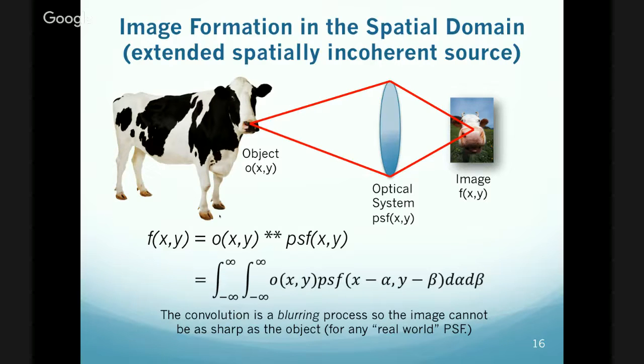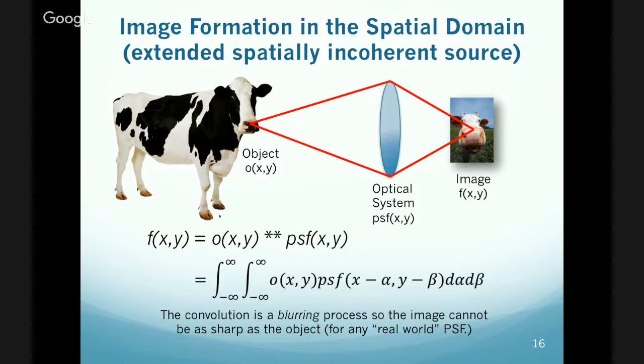Now the convolution process is shown below. It's this double integral. Basically you take the object, you multiply it by the PSF as you shift things around in space, and you form this image that will be slightly blurred. You use convolution in image processing, and you know that convolution is ultimately a blurring process. So the image really cannot ever be as sharp as the object for any real-world PSF. That's one important takeaway here. You can actually prove that an image can never be as sharp as the object.